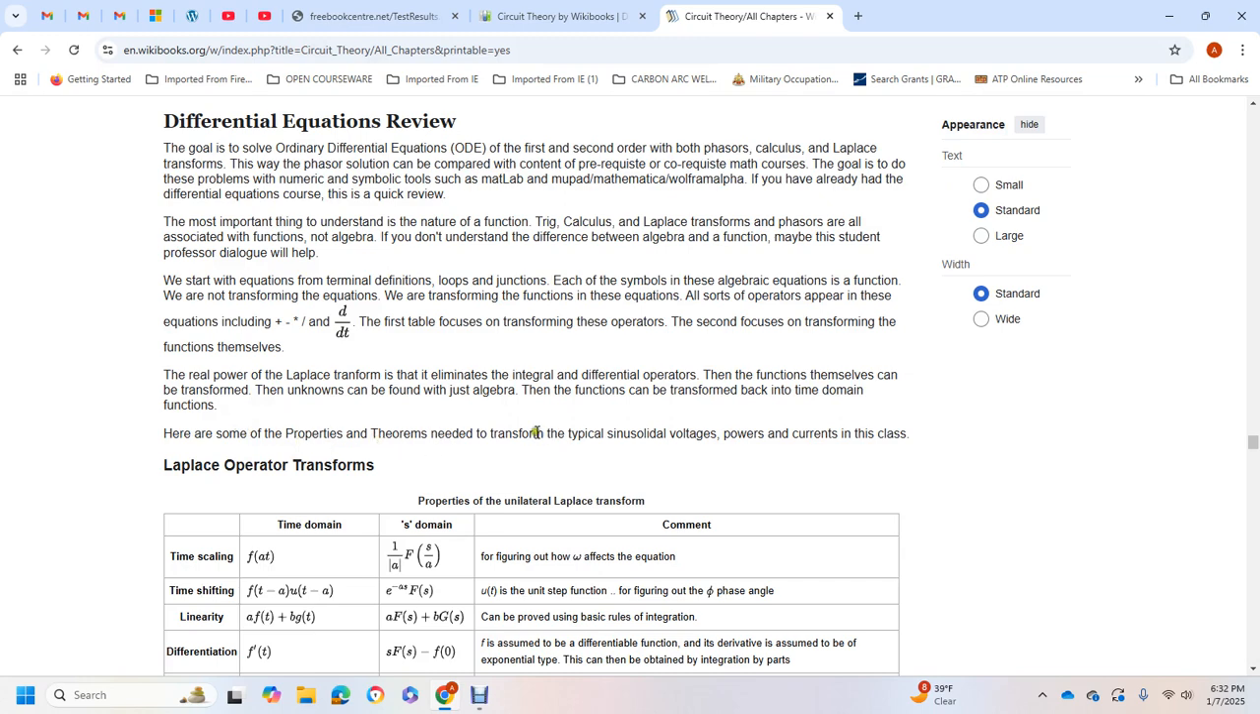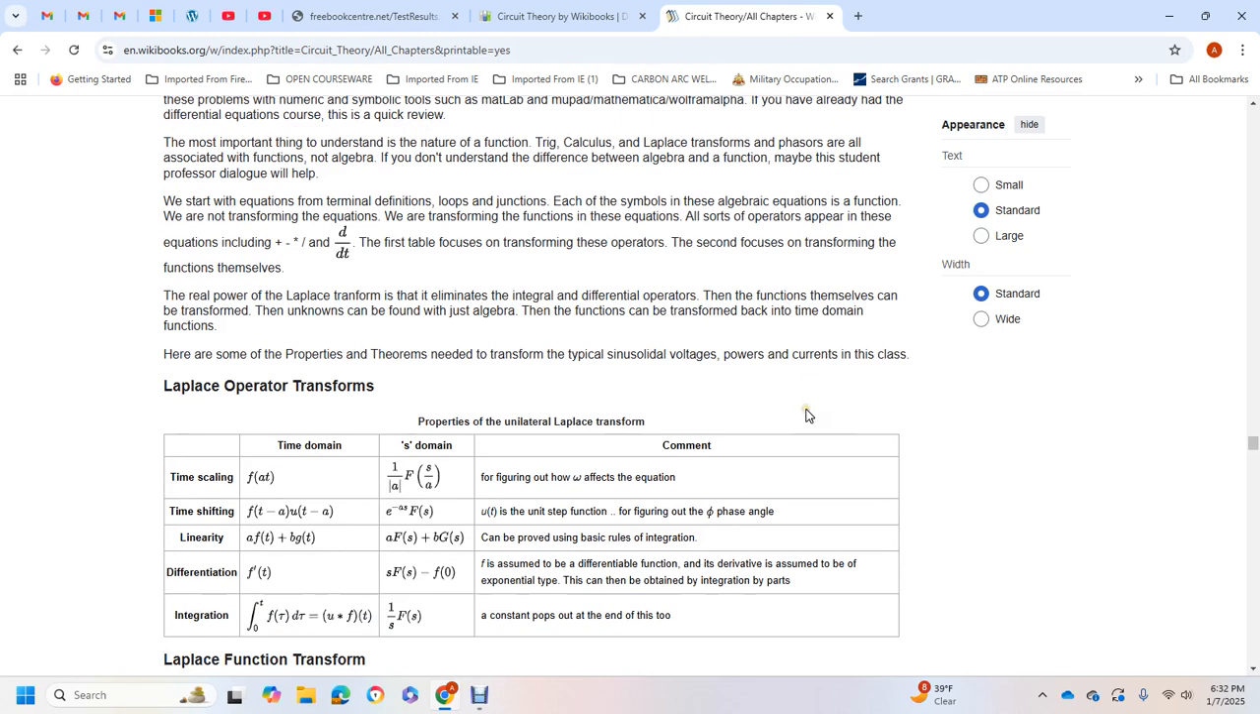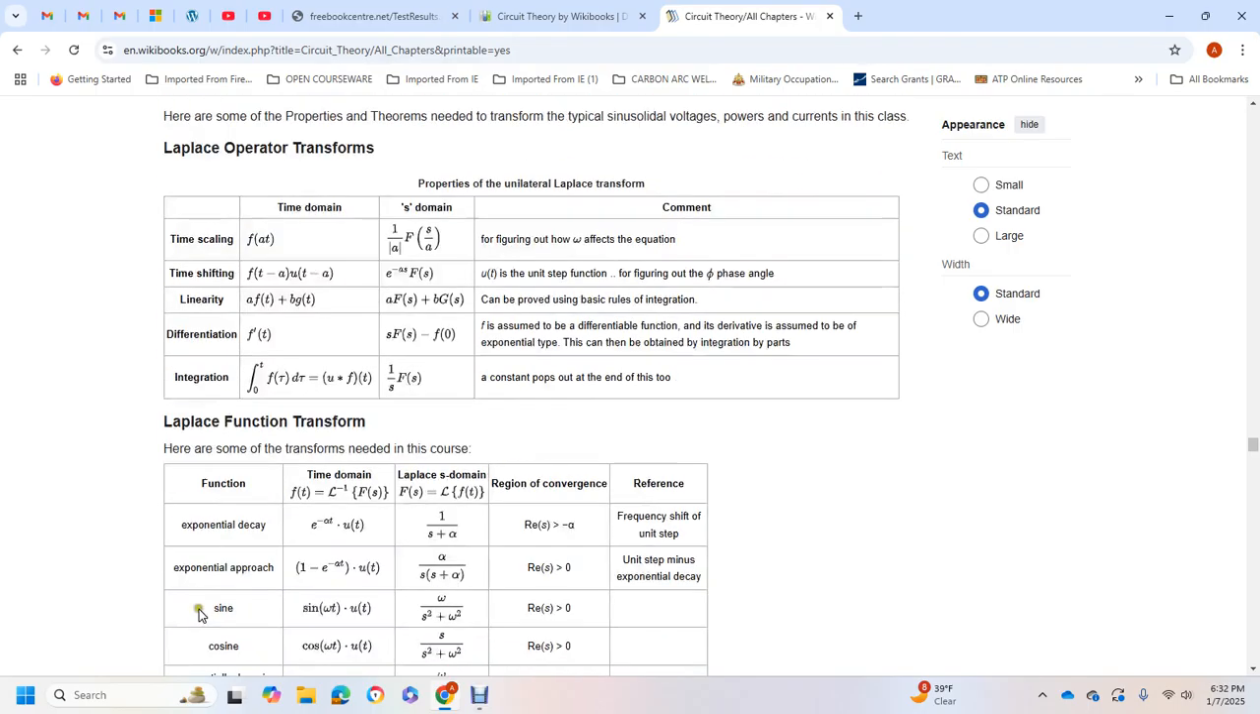Here are some of the property theorems that need to be transferred for typical sinusoidal voltage power circuits in class: time scaling, time shifting, linearity, differentiation, and integration.